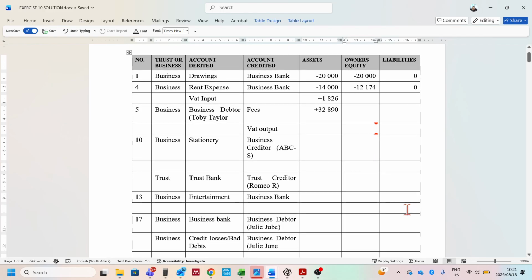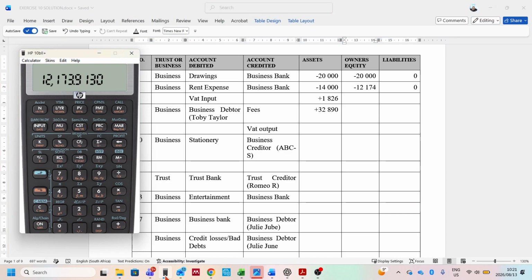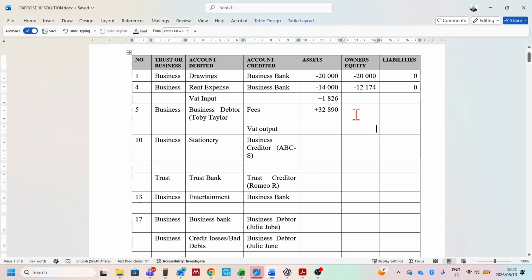So 32,890. We need the fees, which is excluding VAT, which is part of our owner's equity account. So our owner's equity account will increase by crediting fees. So over here, we'll say 32,890 divided by 1.15. This then gives us 28,600. So here we have a plus 28,600, which is the actual income we make.